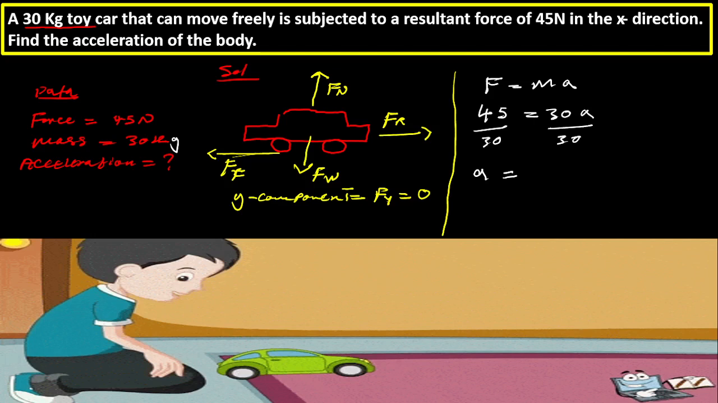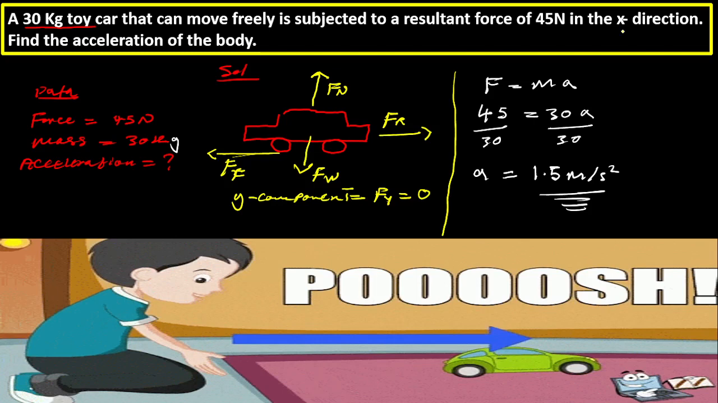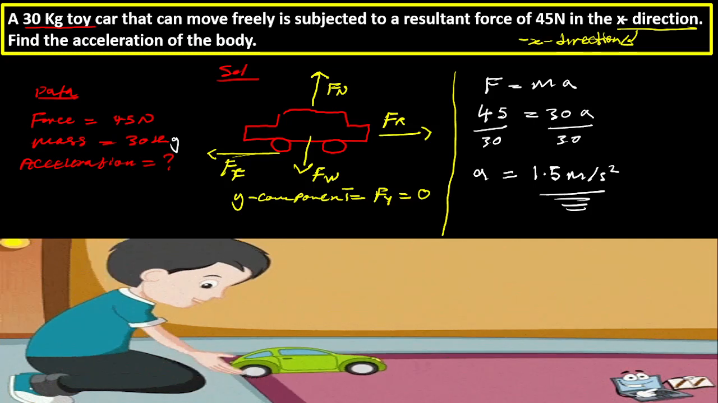Sometimes you might be asked, let's say this guy here is in the negative x direction. So if it is in the negative x direction, then this one will be negative, if that statement was in the negative direction. So that's how easily you can work out the first question.